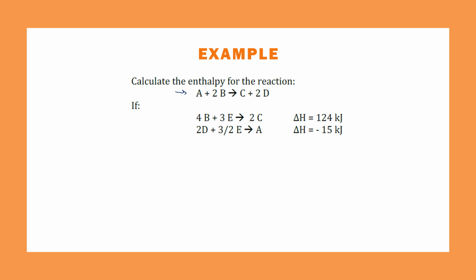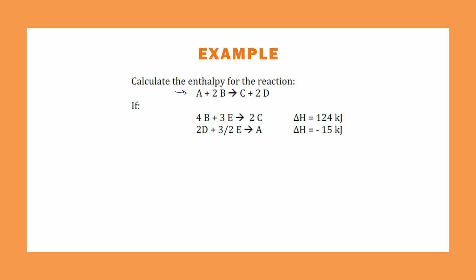The first one is 4B plus 3E yields 2C, and they give us delta H, it's endothermic, 124. A second possible step there is 2D plus 3 halves E yields A. So maybe it's a formation reaction. Typically when we see those fractions, you'll see that it's a formation reaction. But anyway, the delta H for this one is exothermic, negative 15.